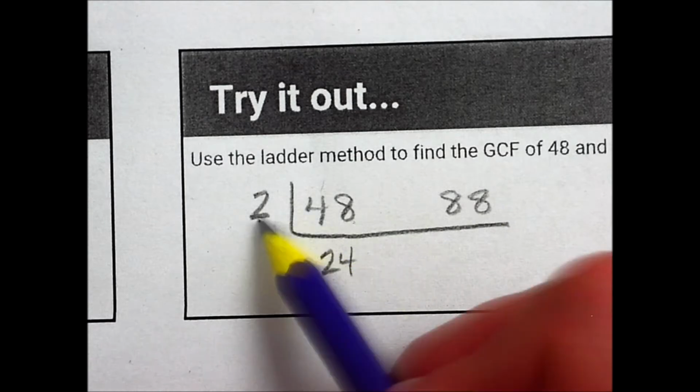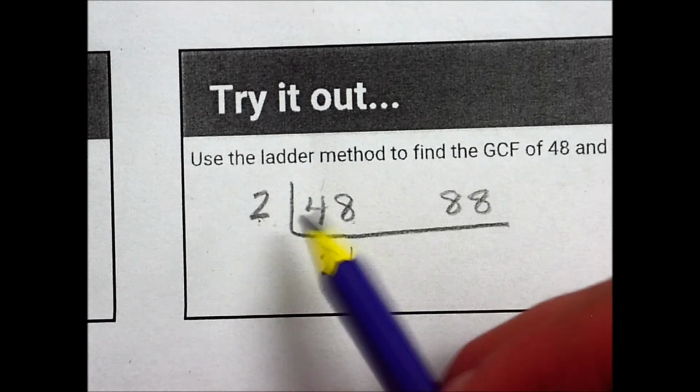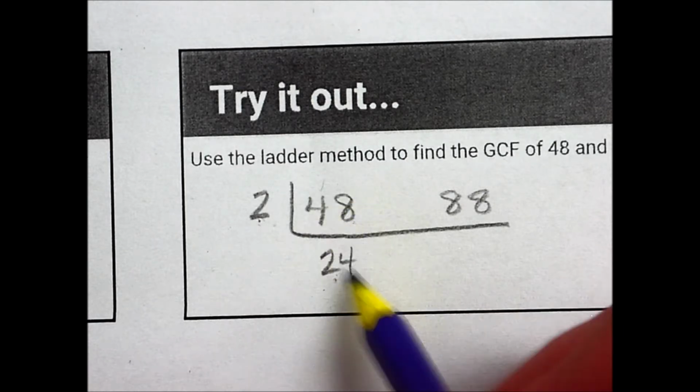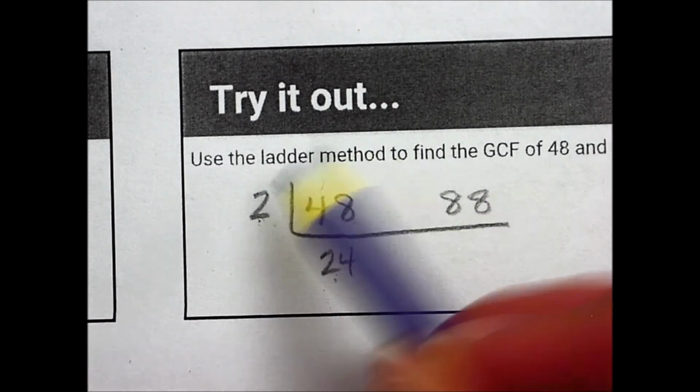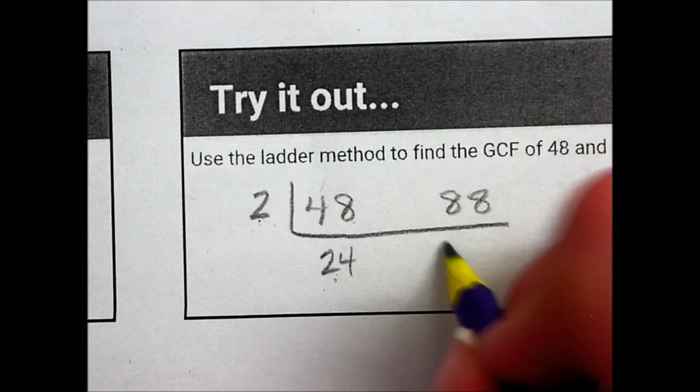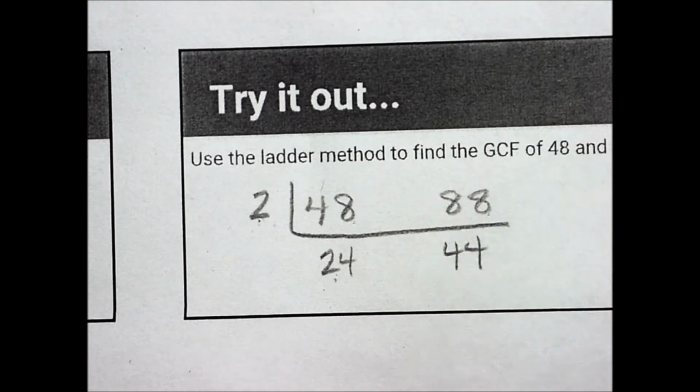When you're trying to find a factor pair, use the opposite operation to find the missing number. And the opposite of multiplication is division. So that's why we can divide to find the unknown. We can do the same thing here. 88 divided by the 2 will give us 44. That's the factor pair. 2 times 44 is 88.